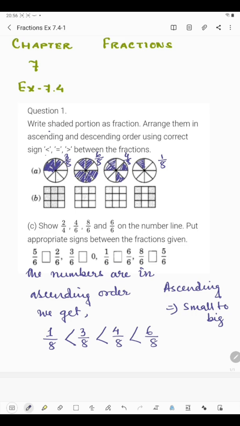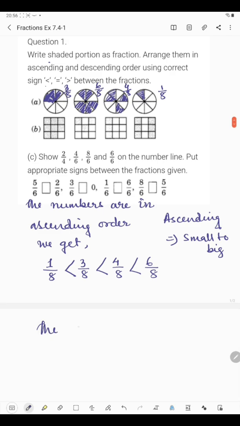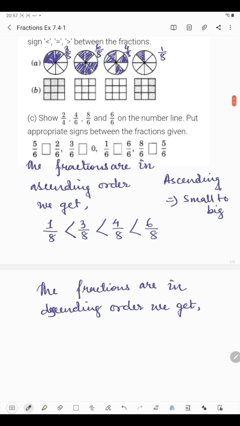Now the same fractions we will write in descending order. The fractions in descending order we get, so in descending order we will write the opposite, from bigger number to smaller number. So we will write 6 by 8 at first. 6 by 8 is greater than 4 by 8. 4 by 8 is greater than 3 by 8, and 3 by 8 is greater than 1 by 8.